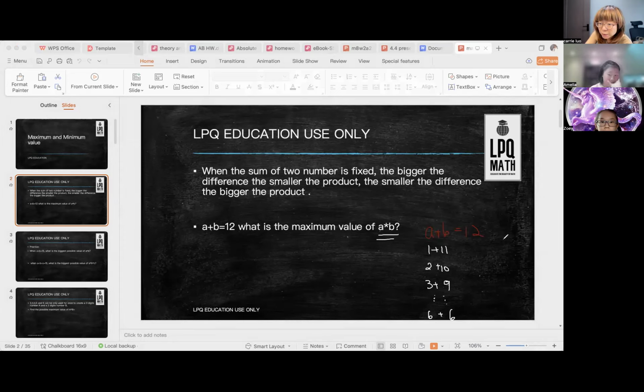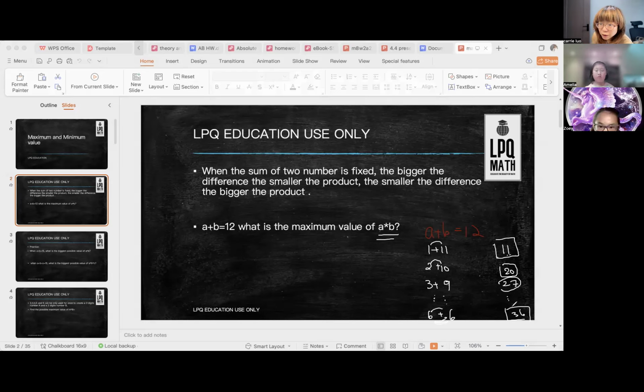So when A equals 1, B equals 11, what is A times B? Is it 11? Then 20, then 27, and all the way. So you're going to find out when two numbers' difference is smaller. When A and B differ by 10, their product is 11. 2 and 10, the difference of the two numbers is 8, the product is 20. 3 and 9, the product is 27. So you see, the smaller the difference, the bigger the product.